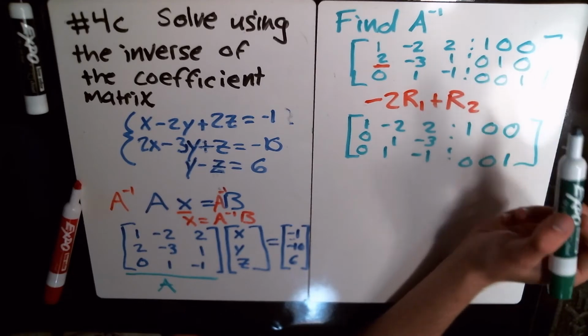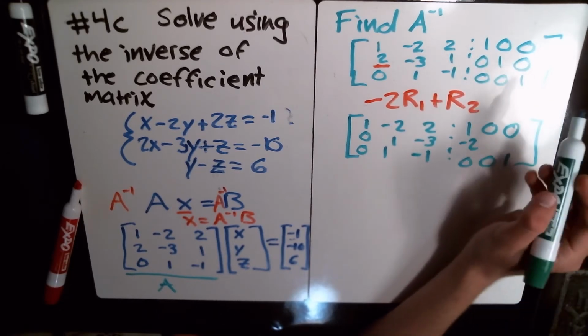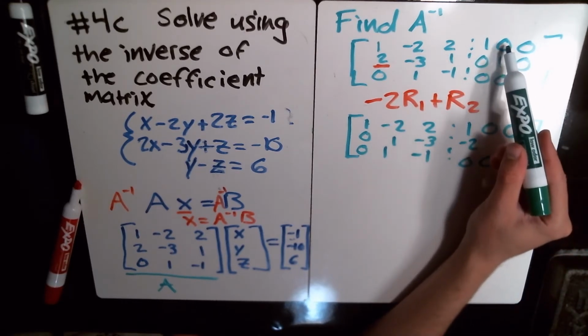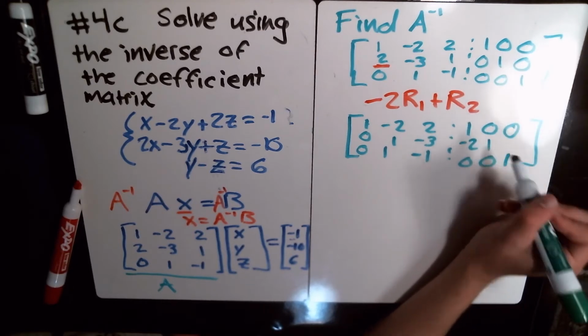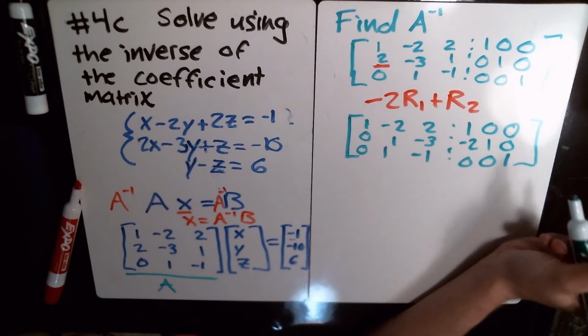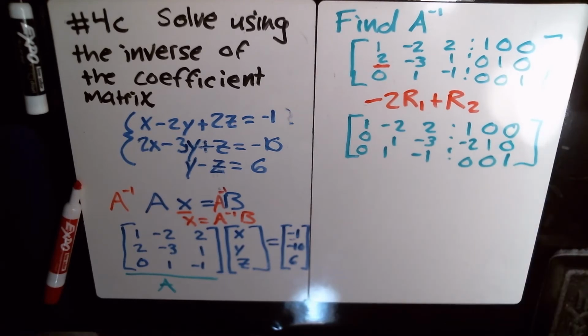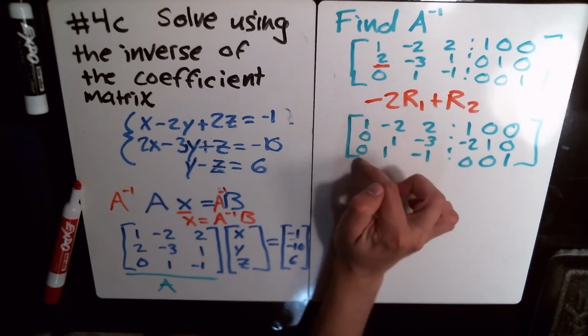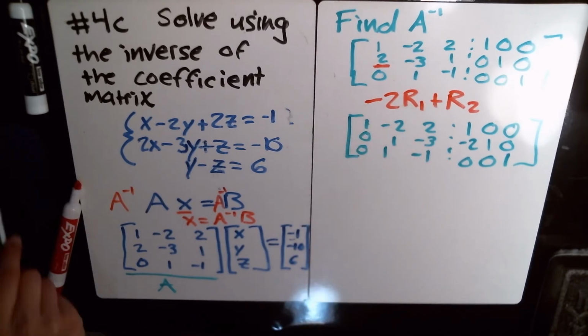-2 times 1 is -2, plus 0 is -2. -2 times 0 is 0, plus 1 is 1. -2 times 0 is 0, plus 0 is 0. Okay, so there's our matrix. So we've now gotten at least this first column to look right.